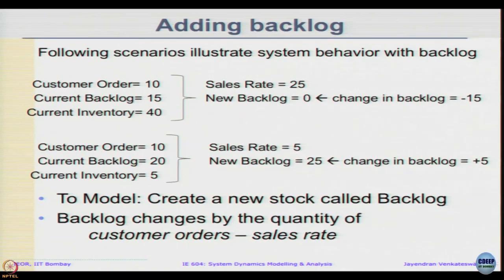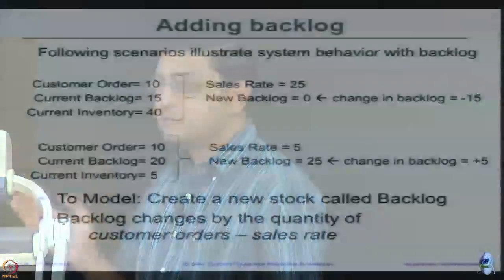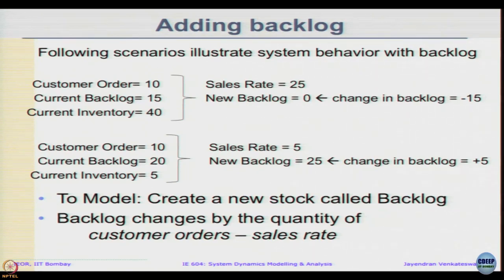Those who are joining us now, what we are trying to do is include a backlog in our existing retailer model that we used in the last class. So, you have the retailer only model, the single player model with the adjustments for supply line, adjustments for inventory, and also the maximum sales rate incorporated, the final model that we built. We are going to modify this model by including backlog. To do that, you have to include a backlog, and if it is a stock, then there has to be a flow. The flow equation is given. Now, how do we relate this backlog to my sales rate? You can figure out the equations by looking at the two scenarios illustrated there. That is the purpose of the scenarios. They show the current backlog, new backlog, the customer orders, and the sales rate, using which and your common sense you will be able to figure it out.